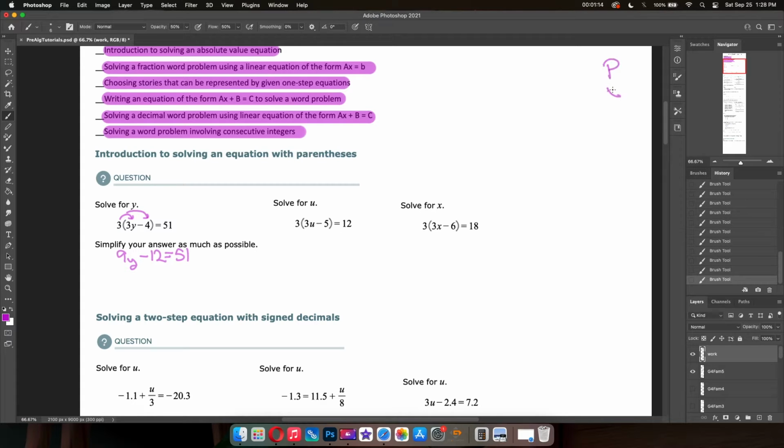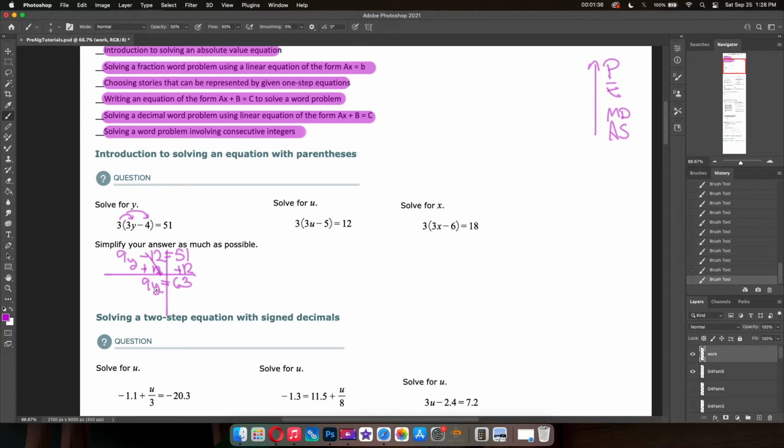And just in case you forgot, we're going to be doing PEMDAS in reverse. So we're going up and we start with undoing our addition and subtraction first. So that minus 12 needs to go away. So we're going to add 12, and we're left with 9y. It drops down, and then 51 plus 12 is 63.